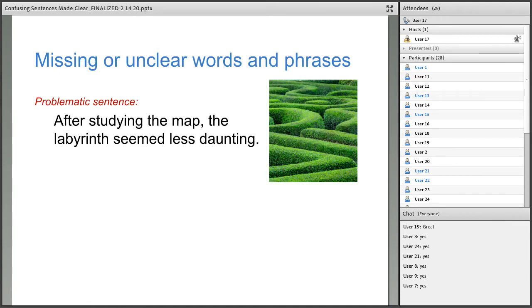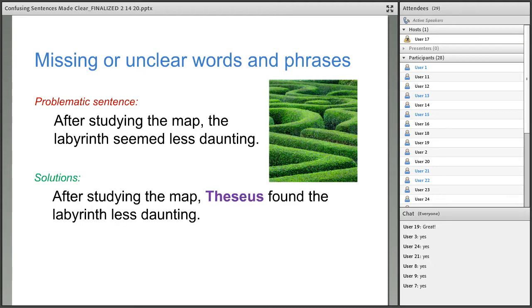Sometimes sentences are unclear because they contain a word or a phrase that modifies a word that isn't in the rest of the sentence or that isn't clearly stated. Here we have the sentence, after studying the map, the labyrinth seemed less daunting. As written, the sentence says that the labyrinth studied the map, and that doesn't make sense. To fix the sentence, we need to supply the missing information. Who was studying the map? In this case, it was Theseus, so we need to put that in.